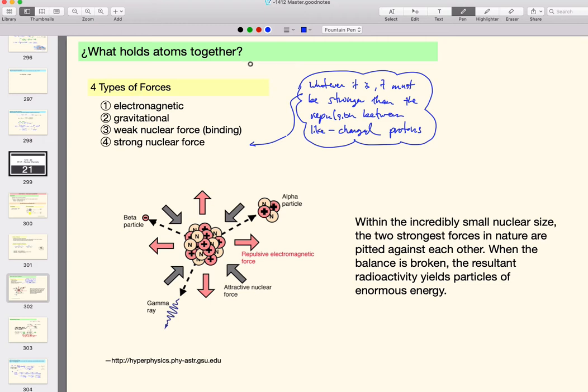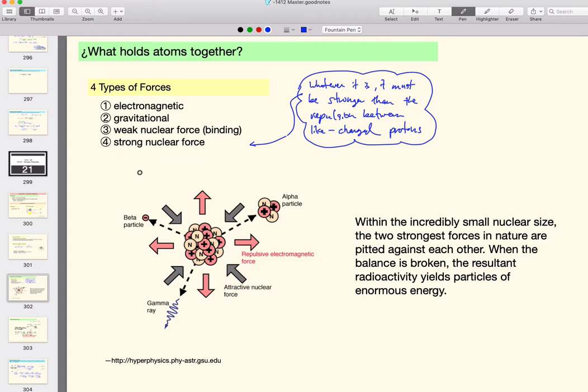So, returning to the nucleus, let's see if we can get a handle on what's going on. Let's talk about the four types of forces, because that is one of the four. First is electromagnetic, which you're very familiar with. Yes, opposite charges attract. Gravitational forces, we're familiar with that. The weak nuclear force. So this is what binds your atoms into molecules. And the strong nuclear force. That's our mysterious force that holds the nucleus together.